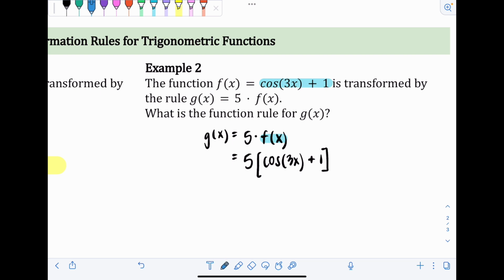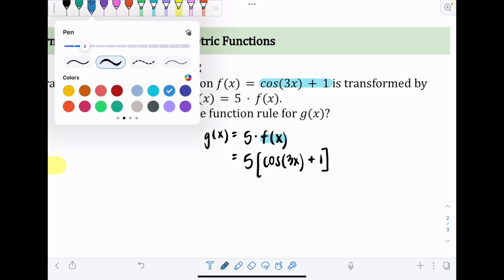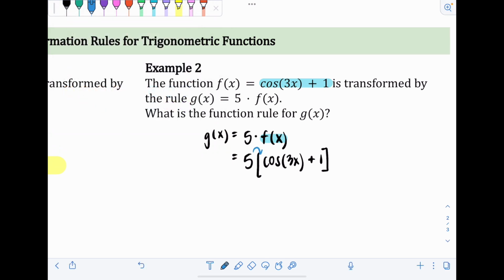When you're distributing in the 5, you'll multiply it by the front of the cosine, but you never multiply or distribute into the argument. So you would not multiply by the 3x. You would skip over the 3x because that's a part of the argument. We're not going to change that. Think of these parentheses kind of like gel cells. Nothing is going in or coming out of it or simplifying into it. So we just need to multiply the 5 out in front, and we can't forget to multiply the 5 by the 1 as well.